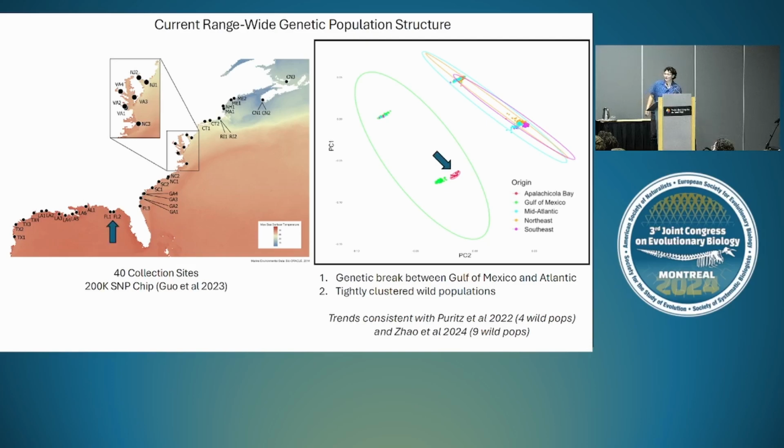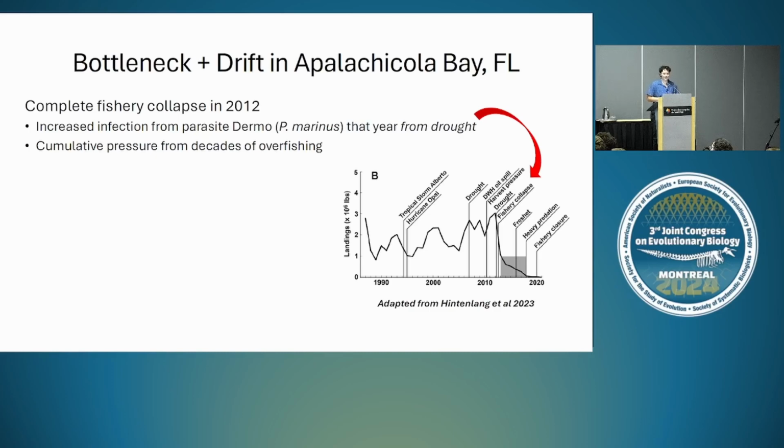So we're going to look at one interesting point here, which is this pink circle. It's very tightly clustered. This is oysters that are from Apalachicola Bay in Florida, and they have separated slightly from the Gulf. And so potentially what we're seeing here, one hypothesis might be a bottleneck and drift in this smaller population.